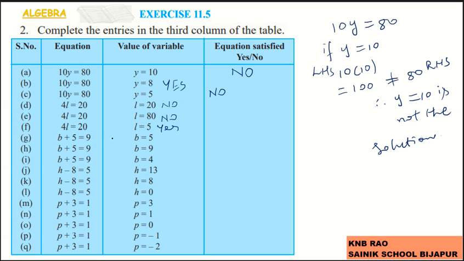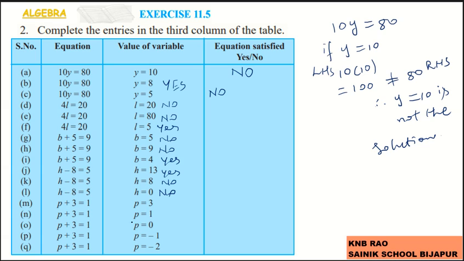b plus 5 equals to 9, is b equals to 5? No. Is b equals to 9? No. Is b equals to 4? Yes. So 4 plus 5 equals to 9, that's why. In h minus 8 equals to 5, is h equals to 13? 13 minus 8, yes, it is equal to 5. But h equals to 8, 8 minus 8 becomes 0, 0 not equals to 5? No. h equals to 0 makes 0 minus 8 become minus 8, not equals to 5? No.